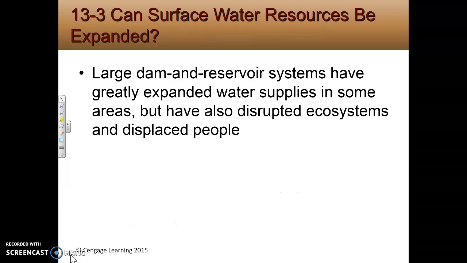All right. In the next podcast, we're going to take a look at how we can expand water resources through dams. So in addition to using groundwater, how else can we get additional water? One way is through the building of dams.